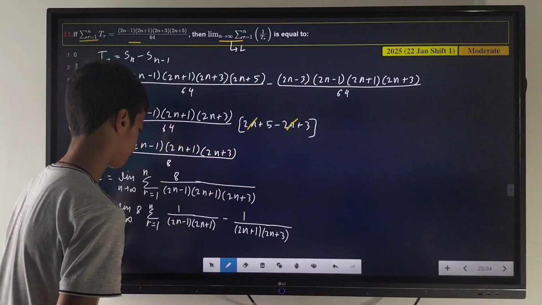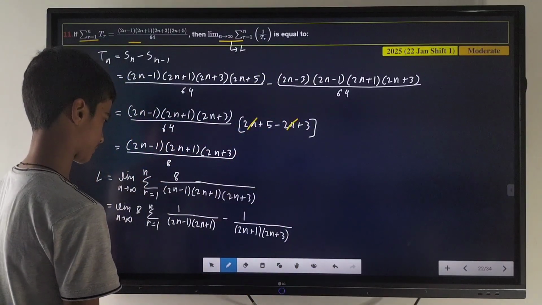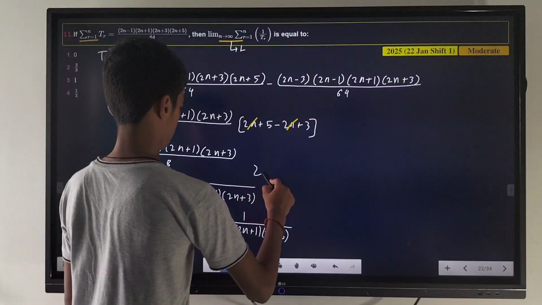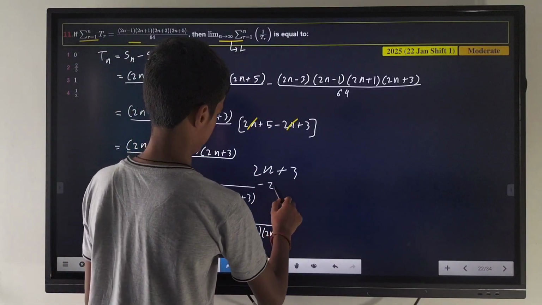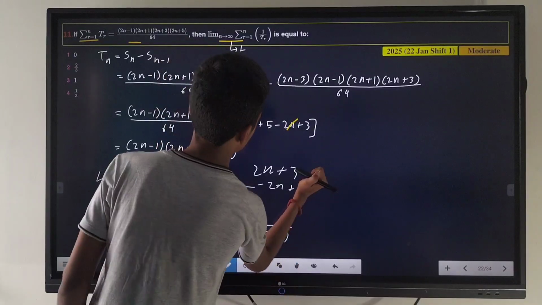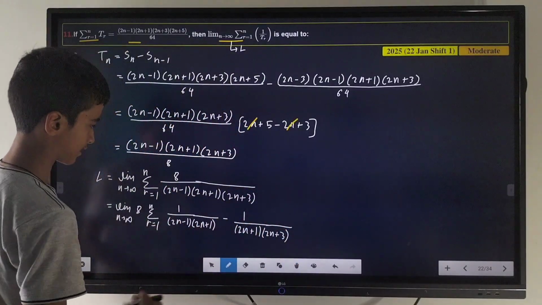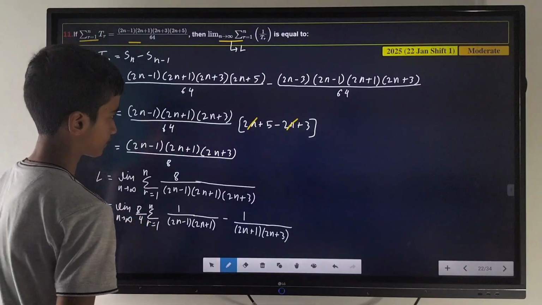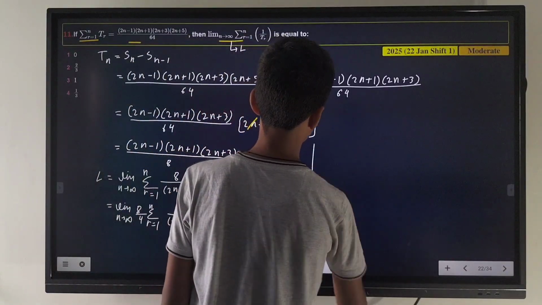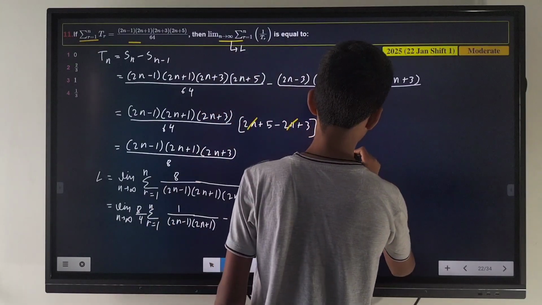Let me check it. Above we will get 2n plus 3 minus 2n plus 1. So we can write this expression as this with an extra 4. So we will divide by 4. So from here our limit L is equal to 2 times.